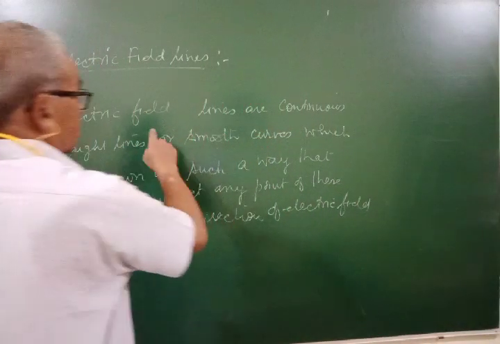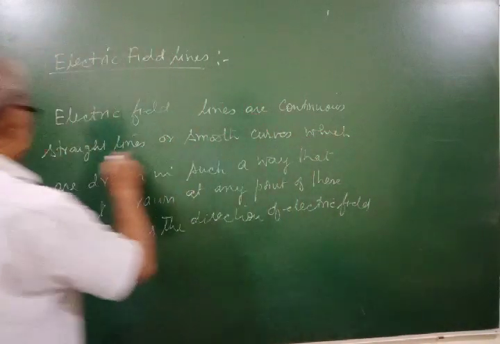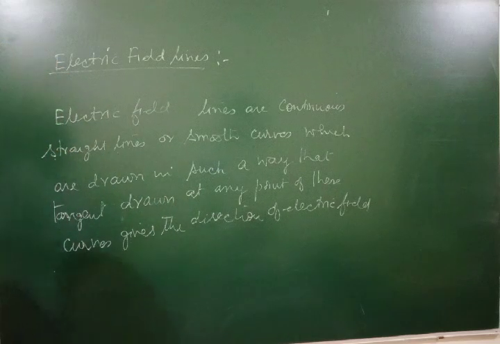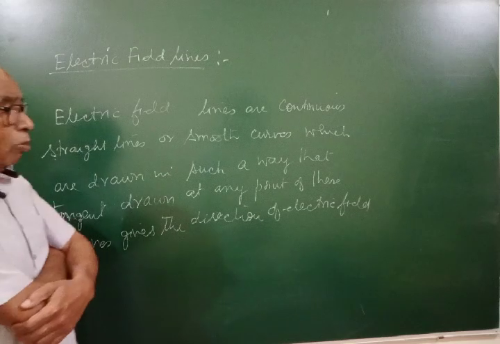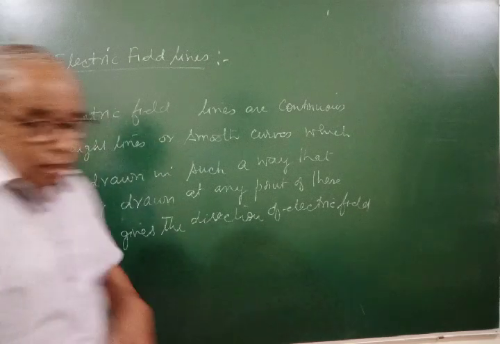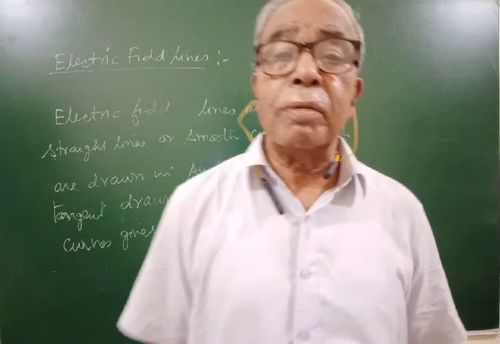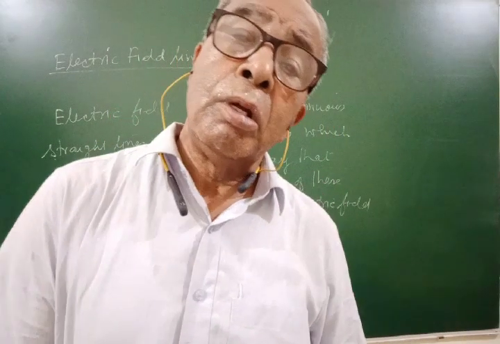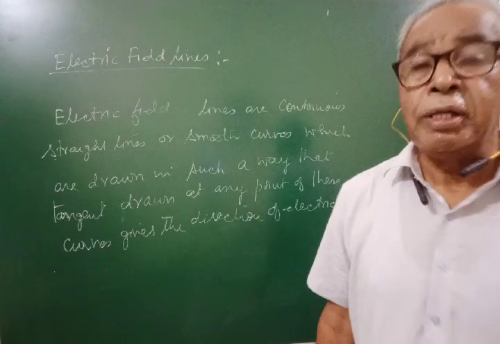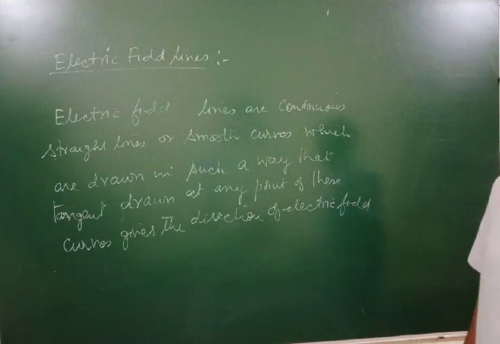Electric lines are continuous straight lines or smooth curves drawn in such a way that the tangent at any point of the curve gives the direction of electric field, and the direction of electric field is the direction of force on a positive charge. This has to be remembered.